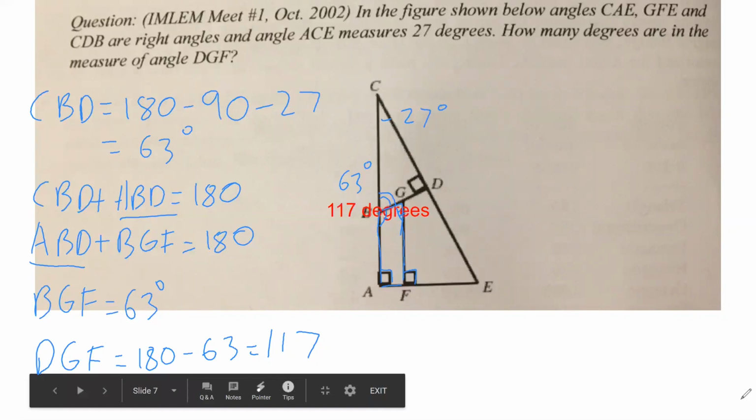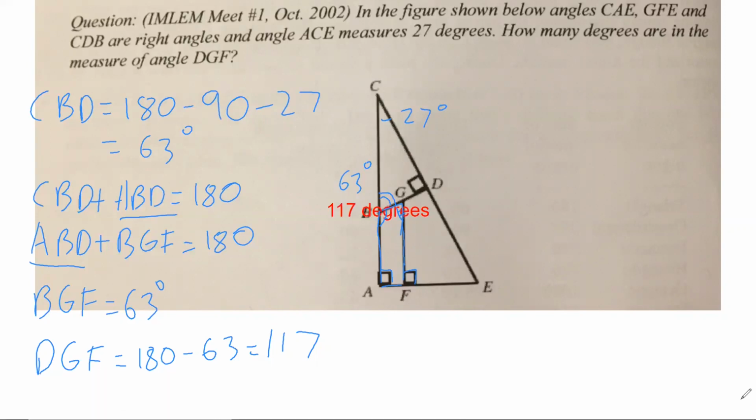So that's one way you can do the problem. Another way you can do it, which is arguably a faster way, is you notice that this angle is 27 degrees. And if you look at the entire triangle ACE, then you'll find that angle AEC is 180 minus the two other angles, which are 90 and 27. So this will also give you 63 degrees. So we know this angle here is 63 degrees.